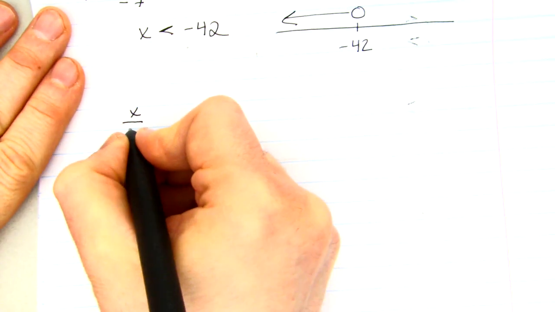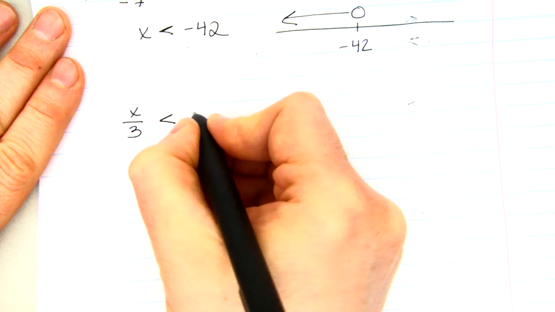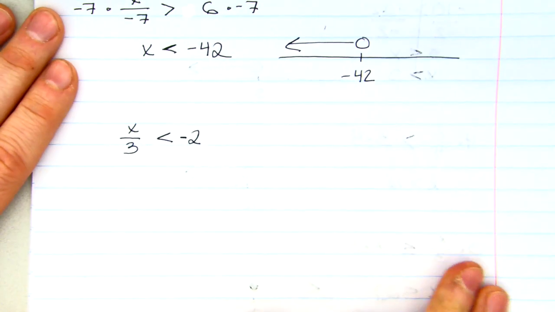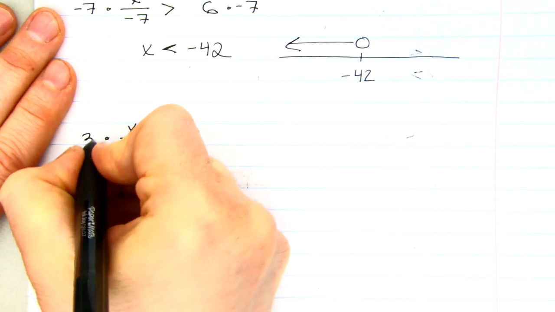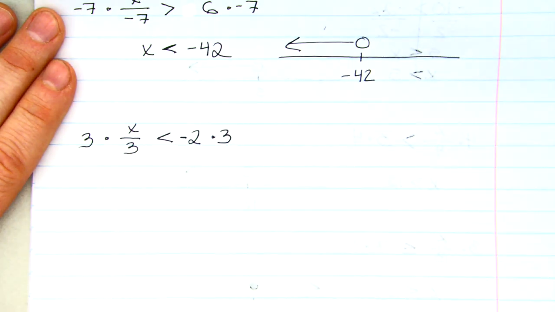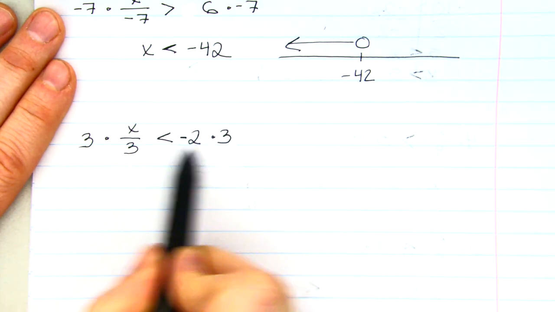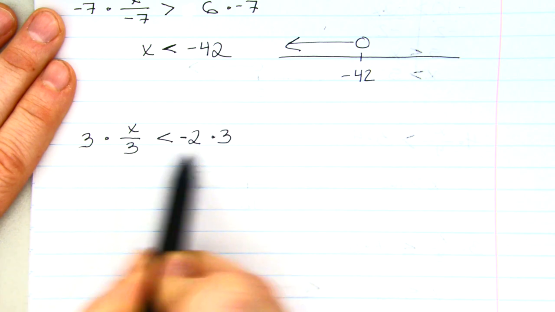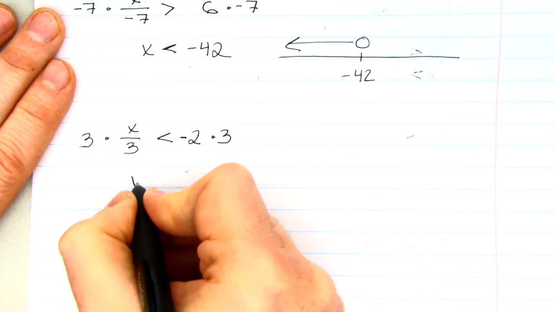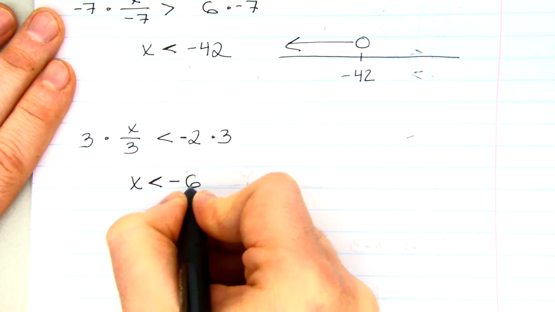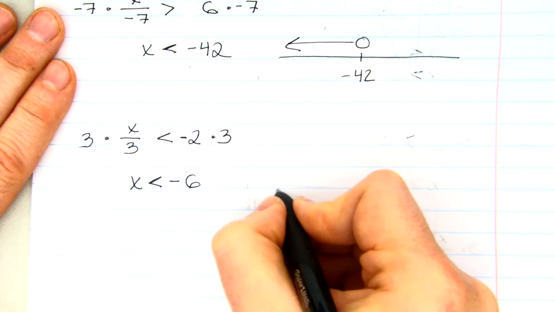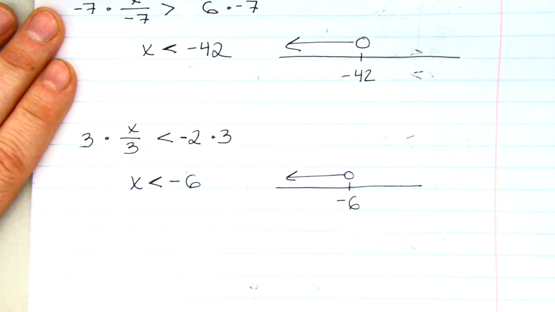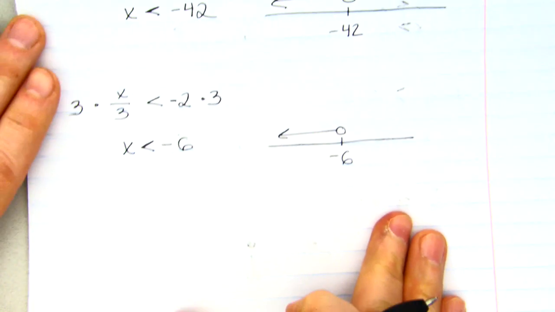Let's try this one. x over 3 is less than -2. I'm going to multiply both sides by 3. I am not multiplying by a negative number, though. Because I'm not multiplying by a negative, I'm not going to flip my symbol. I'm just going to get x is less than -6. Graph this with a tick mark at -6. We'll point that way.